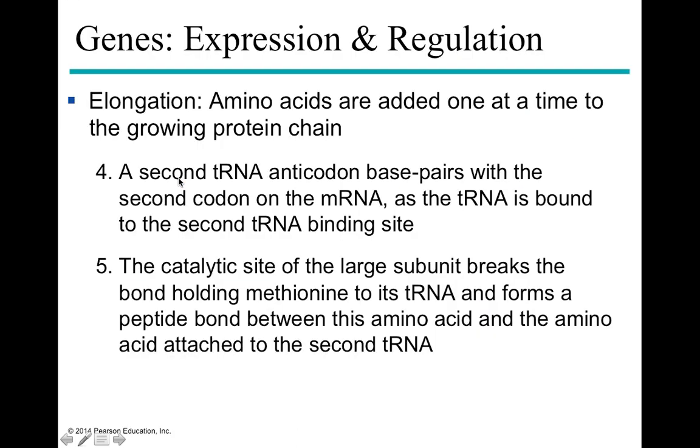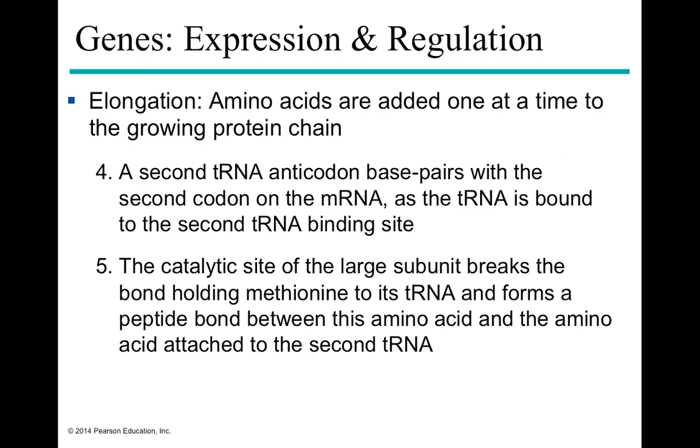Elongation is when amino acids are added one at a time to the growing protein chain. So we have the next tRNA molecule, and multiple different tRNA molecules are going to try to bind, but only one is going to fit like Cinderella's slipper, right? And so the tRNA with the correct anticodon is going to base pair with the second codon in the mRNA, and then it's going to be bound to that second site.